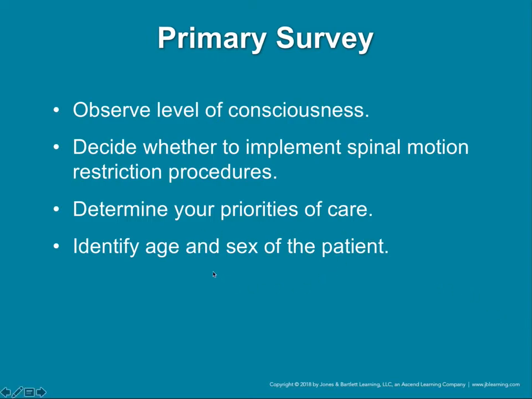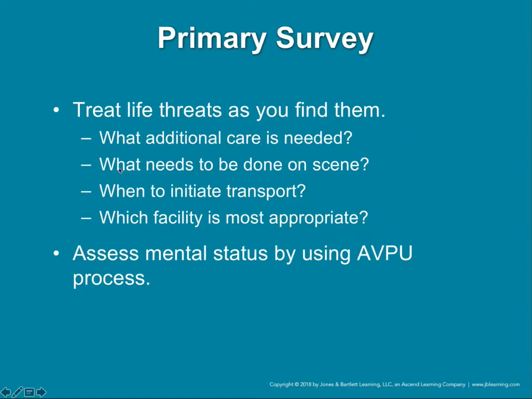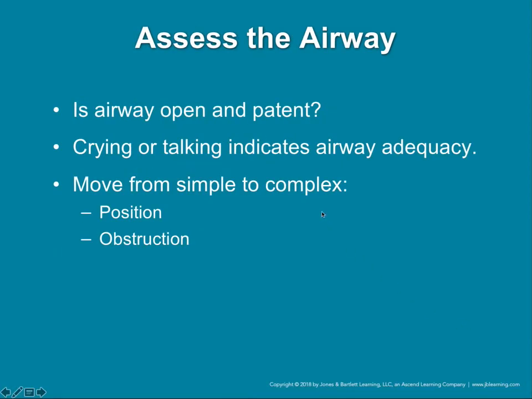Determine your priorities of care. Identify the age and sex of the patient. Treat life threats as you find them. That's going to be true throughout the entire assessment. As you come across something that's a life threat, you need to treat it. Obviously, if their airway is not patent, you make it patent. If they're not breathing, you help them breathe, and so on and so forth.